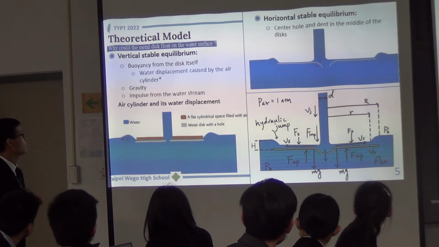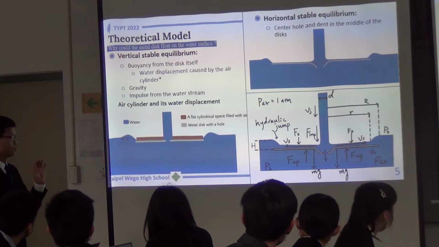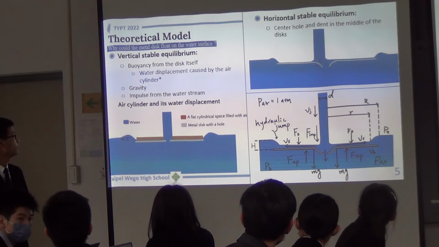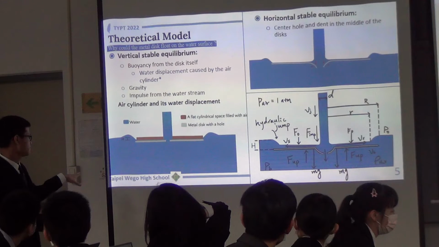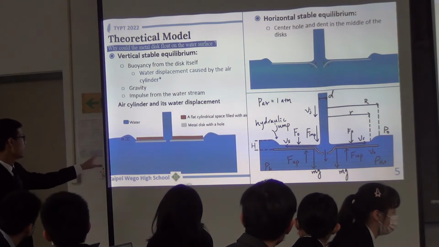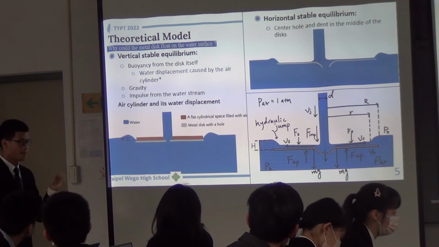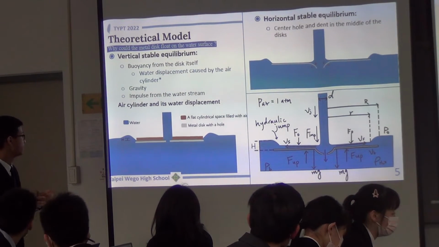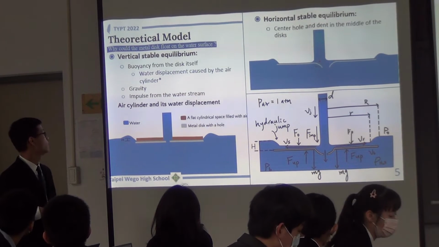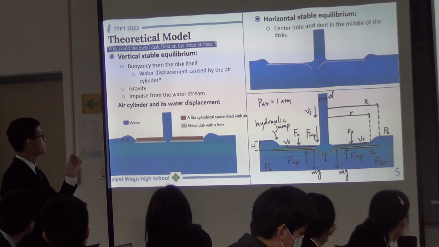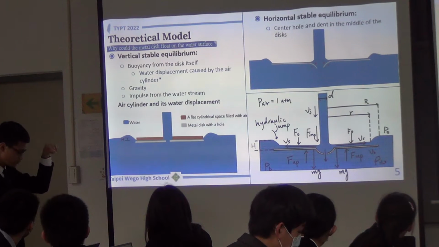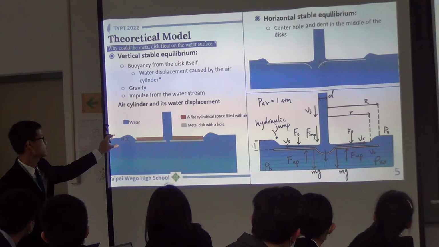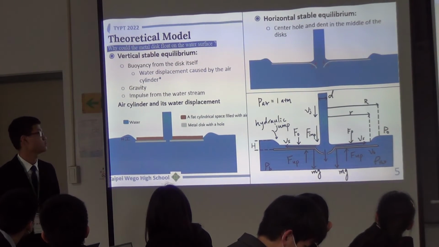So first, let's talk about our theoretical model. We can split this into 2 parts. First is the stable equilibrium. We can first calculate the force that's exerted on the plates. We think the main forces going downwards are the plate's own weight and the impulse from the water stream. And we think the main reason that it floats is because when the water pushes it down, it creates a height difference over here, and that creates water displacement for the buoyancy to allow it to float.